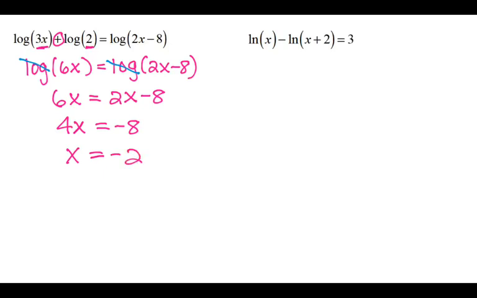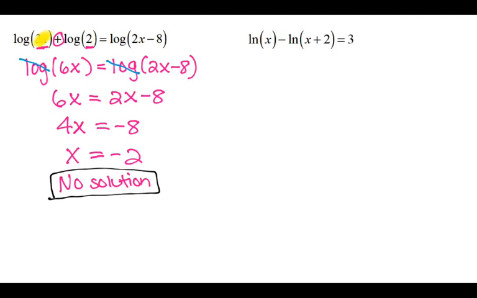Now, before you box that as your answer, with logarithmic equations you have to double check it, because inside my logarithm can never be negative. So that is 3 times x. If I take negative 2 and plug that in there, 3 times negative 2 is negative 6, which does not work. So this one actually has no solution, because you cannot have negative values inside your logarithm.